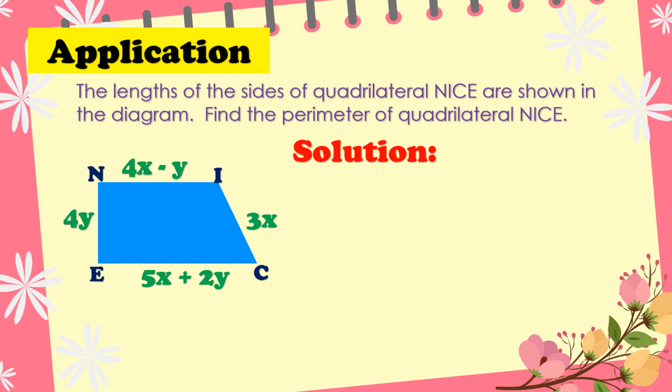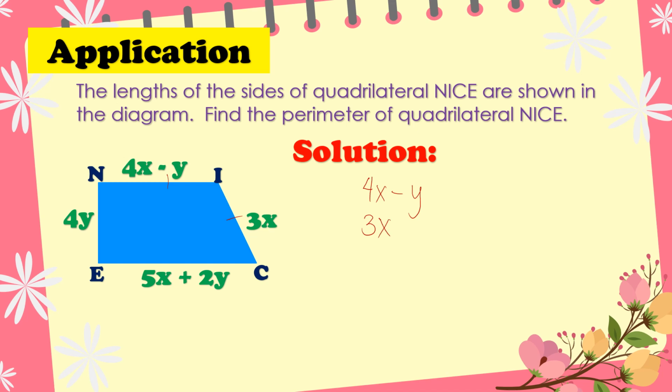So, to get the perimeter of the quadrilateral, what you're going to do is to add the lengths of the sides. So, add natin lang sila. So, ganoon lang siya kadali. You can do horizontal or vertical, but in this case, gamit na lang tayo ng vertical. No? Para mas mabilis. So, we have 4x minus y. Ito yung side na NI, yung nasa taas. Ito munang isusulat ko. And then, yung side na IC is 3x.